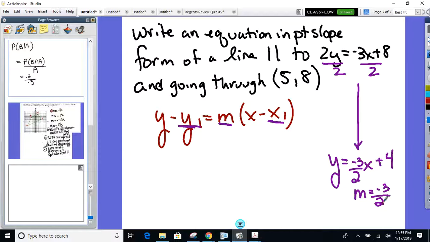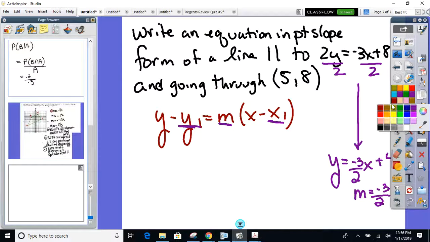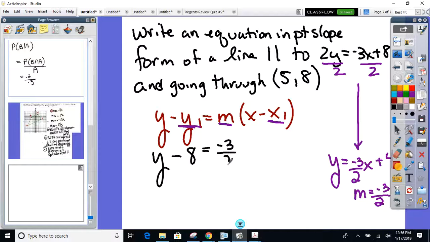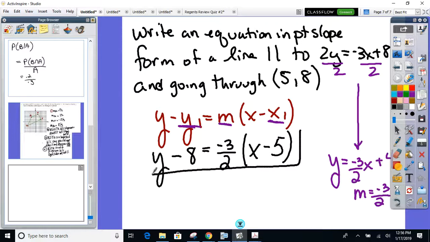Okay, let me switch the problem. What if I said perpendicular? What would be my slope I plug in? Positive 2/3. All right, so let's stick with the parallel. Here we go. What's the y coordinate of a point on this line? So y minus 8 equals, our slope was what? Negative 3 over 2, x minus 5. That is in point slope form.